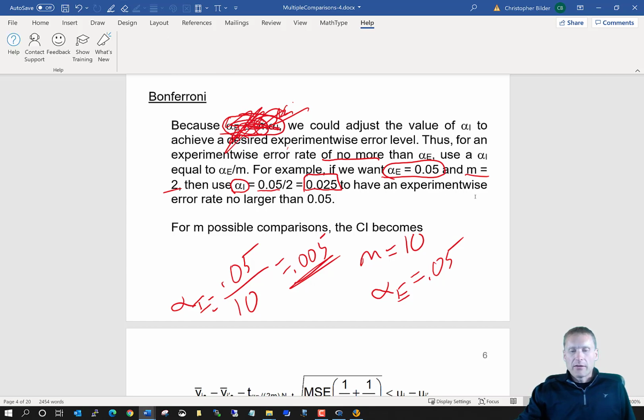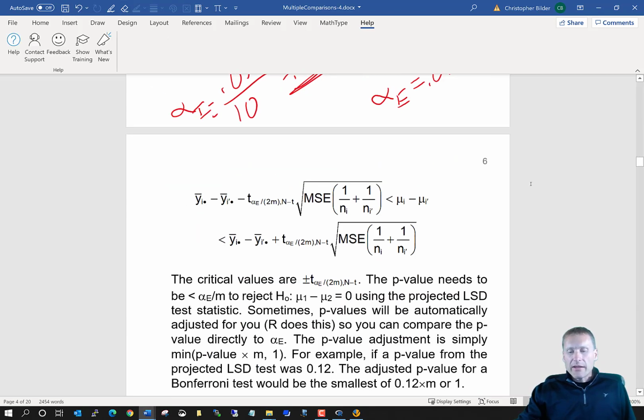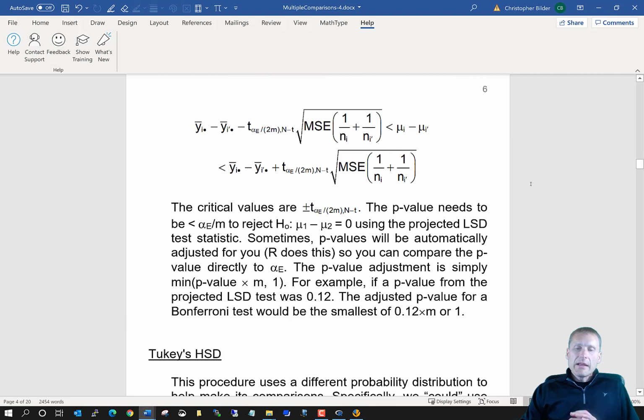So just for completeness then, here's what our confidence interval would look like. Notice what we're doing here. We're taking this alpha sub E, and we're going to divide it by M. But normally we would have alpha sub I divided by 2 there. So that's where that extra 2 comes into play. This is our confidence interval.